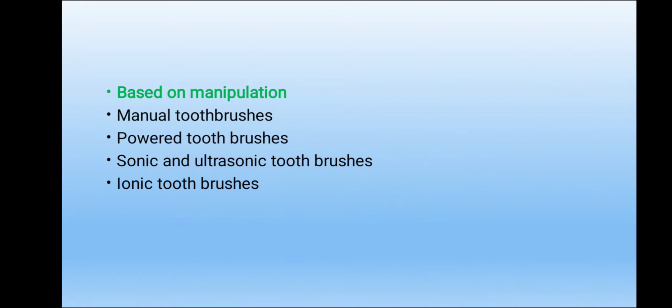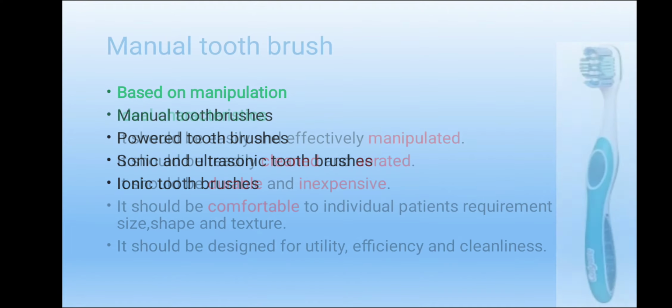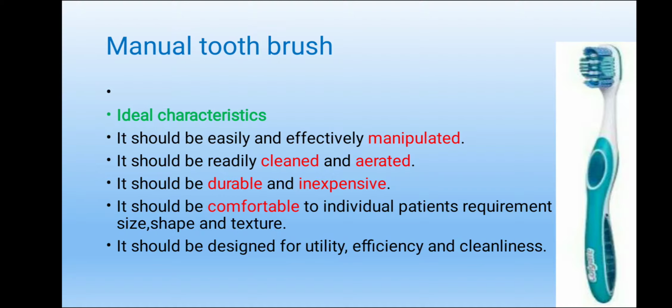Based on the type of the handle and the shank, they are divided into these four types: straight, angled, offset and angled offset. Based on the manipulation, they are divided into four types: manual toothbrushes, power toothbrushes, sonic and ultrasonic toothbrushes and ionic toothbrush. Starting with manual toothbrush.